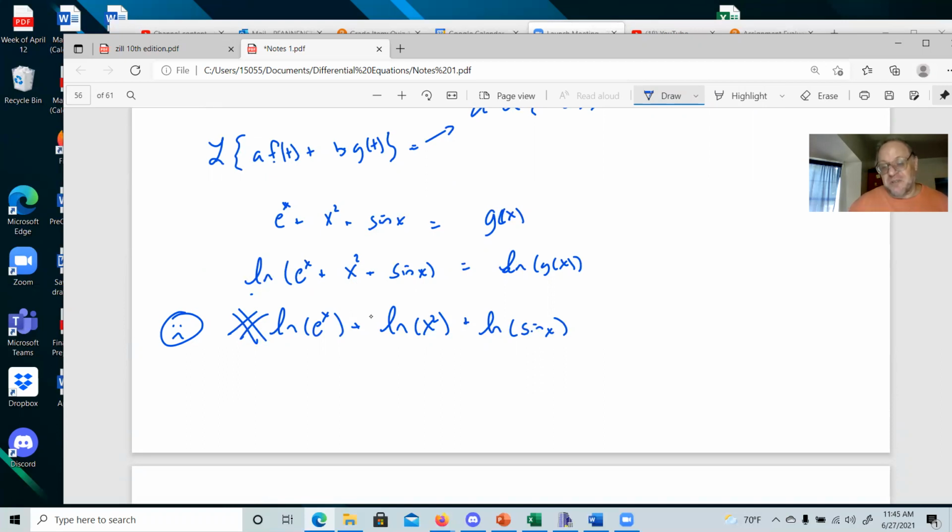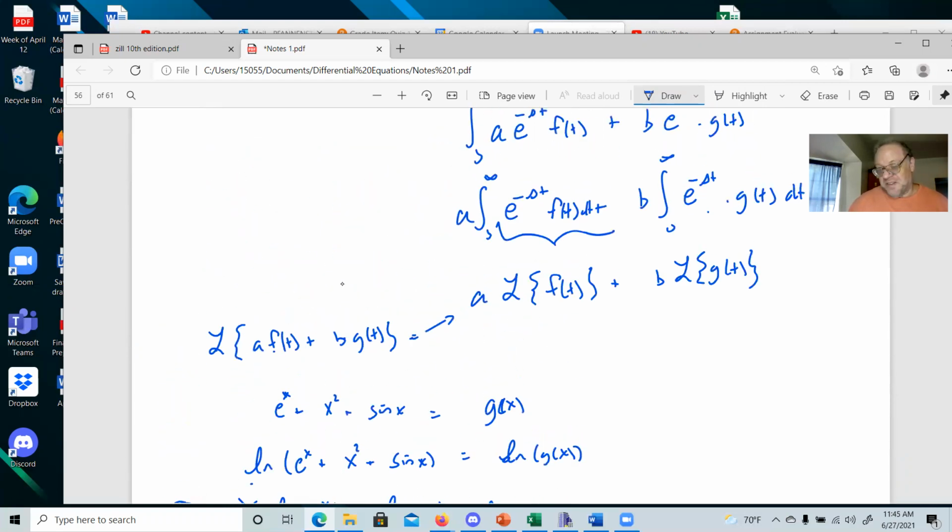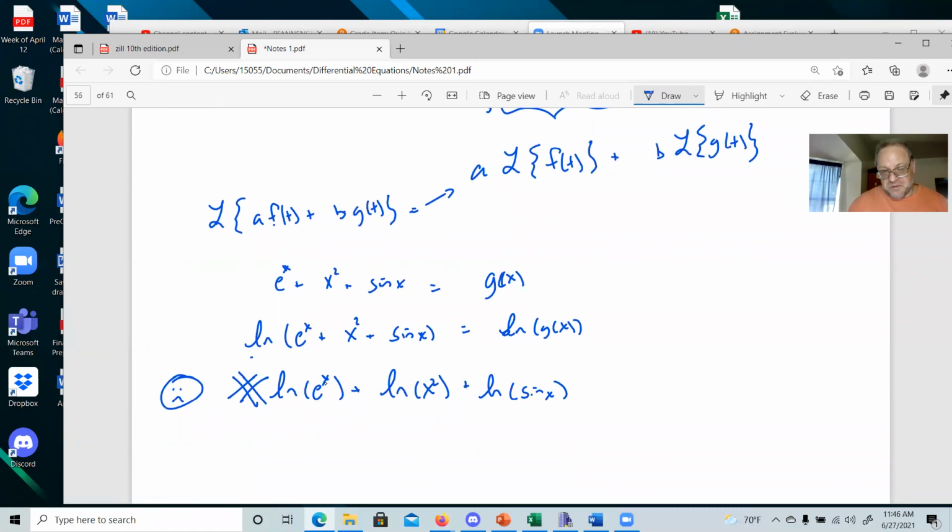But with Laplace transform, you can. Okay. So just be careful. You can't do this with everything. It has to be special. It has to be linear transformations. Then we can do it. But don't distribute logarithms through your sines too. Don't do that.